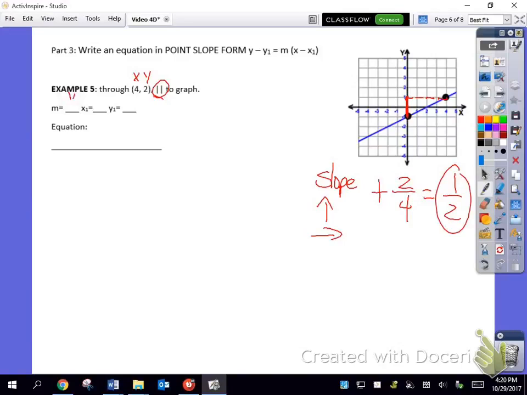So m is a half. My x value is 4, the y value is 2. So now you can write your equation in point slope form. Y minus 2 equals 1/2, parentheses x minus 4. And since it's point slope form, you can leave it with the parentheses and you're finished. And that's how you write equations of parallel lines.